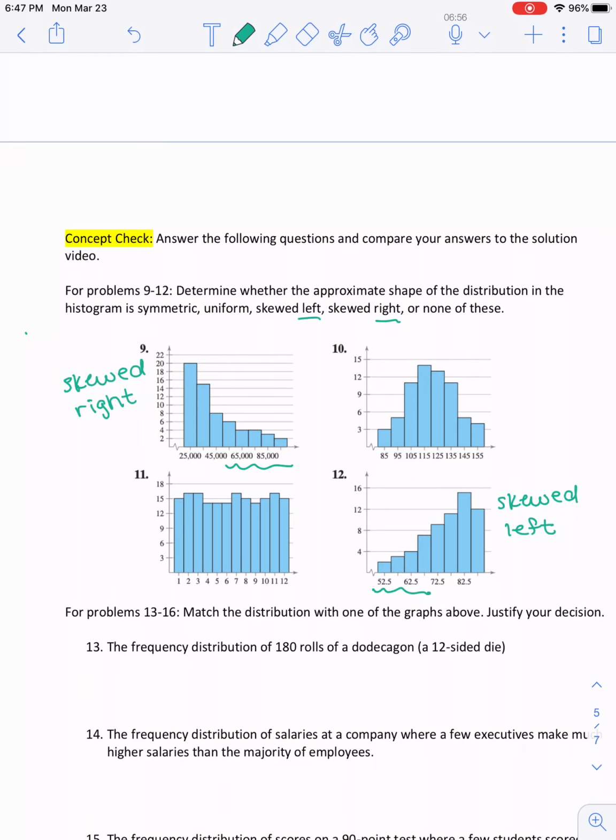But so we have two other graphs. We have 10 and 11. The number 10, this is one that we would call symmetric. And number 11 would be uniform. So something that's uniform is sort of straight across the top, or straight-ish. It's not perfectly straight, but it's approximately straight. And then something that's symmetric, you might have heard of a bell curve, and that we're going to talk about in a different unit, but something with that sort of shape we would consider symmetric.